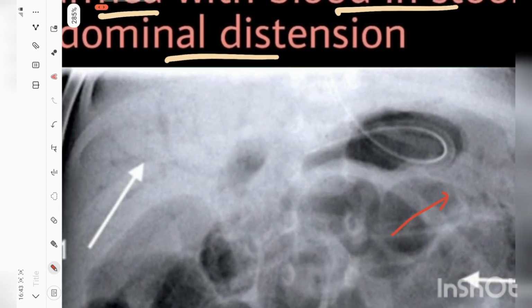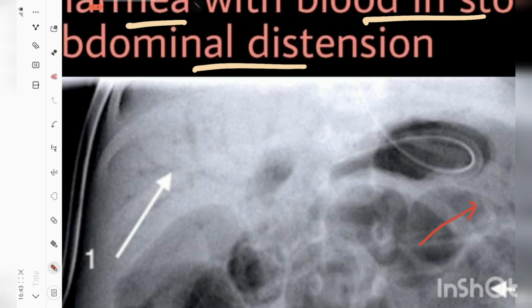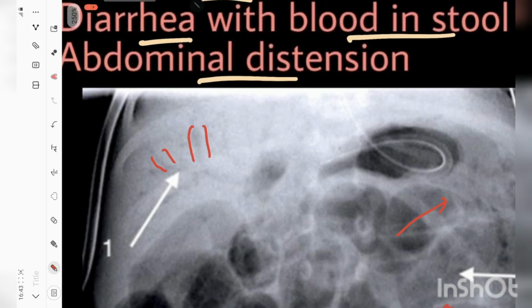You can see here clearly that this is the place where the portal vein is present, and you can see this black color in the abdomen shows the presence of gas, and this black color here at the place where the portal vein should be present indicates the presence of gas inside the portal vein.